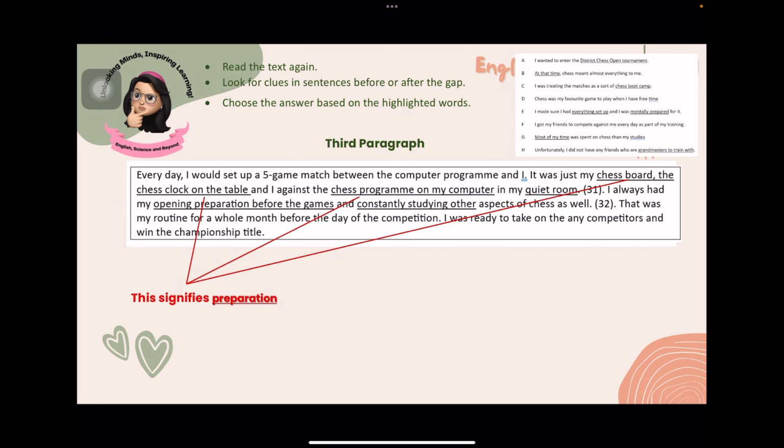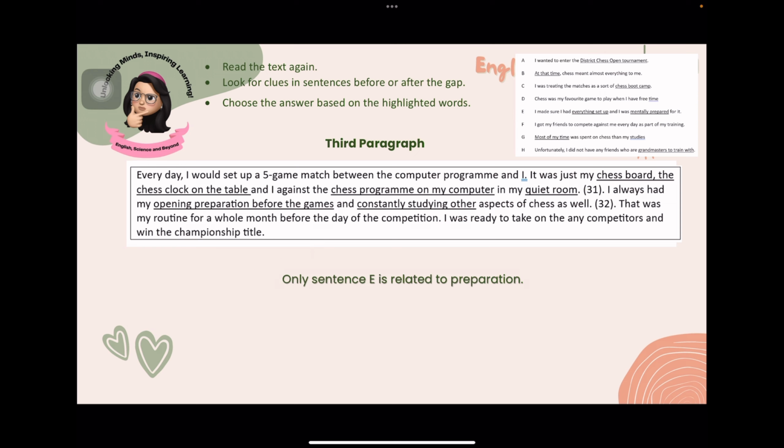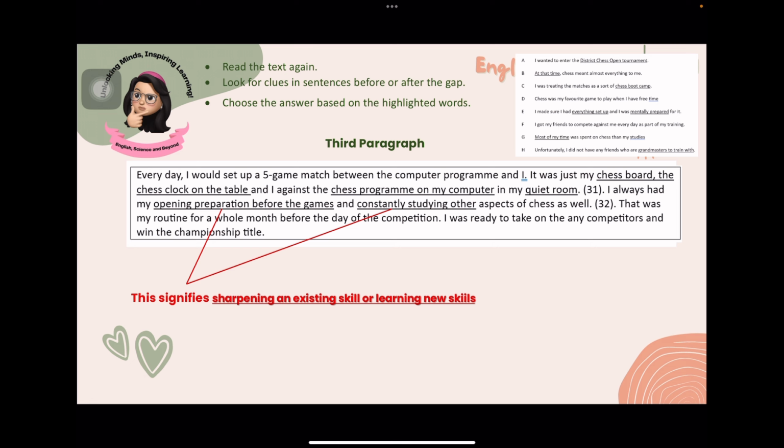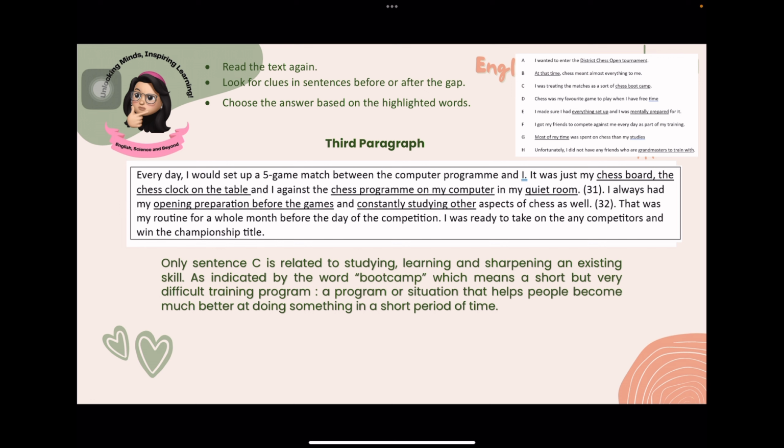If you look at the options here, chessboard, chess clock, and chess program all signify preparation. So which of these options here talks about preparation? Only sentence E is related to preparation. So the answer for 31 would be sentence E. What about gap 32? Opening preparation before the games and constantly studying other aspects of chess signifies sharpening an existing skill or learning new skills. Out of all the sentence options given here, only sentence C is related to studying, learning, and sharpening an existing skill.